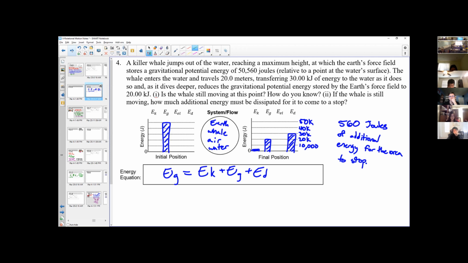Because it still has energy, after subtracting 30,000 dissipated and 20,000 gravitational, you're left with 560. And then if the whale is still moving, how much additional? 560 joules of additional energy must be dispersed for it to come to a stop. Yeah, all very good, leftover energy. Really good. Yeah, clear. I like you've added a lot of detail. Got a good equation, good system flow. I can't really think of anything to add. Any questions? Really nice job.